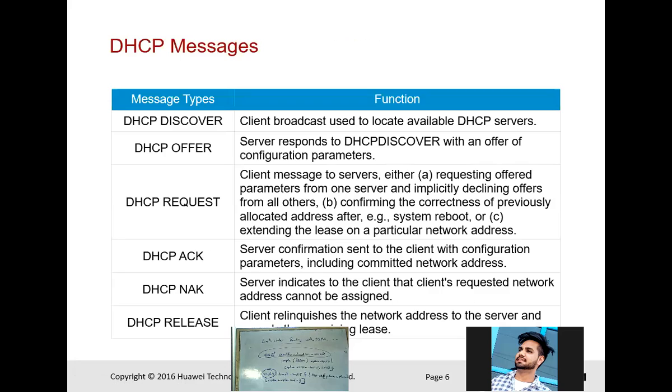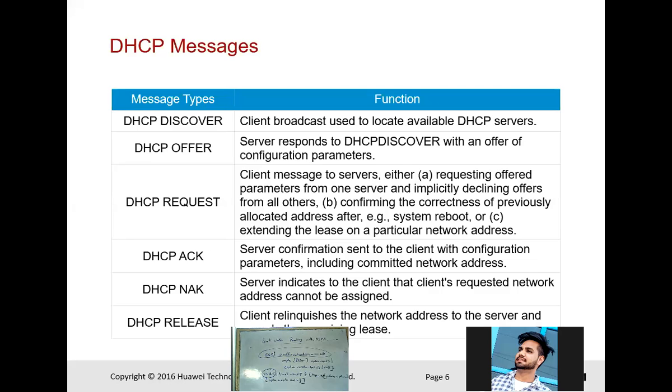So next, that is DHCP messages. What are the messages used to receive the IP address? First, when we add one system in a network, at that time it doesn't have any IP address. So when switched on, it sends DHCP discover, a client broadcast used to locate an available DHCP server. After that, DHCP offer is unicast. It will give one IP address to the client from the specific pool.